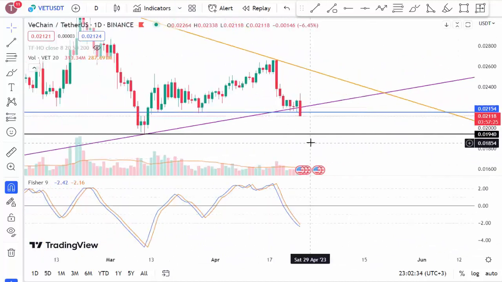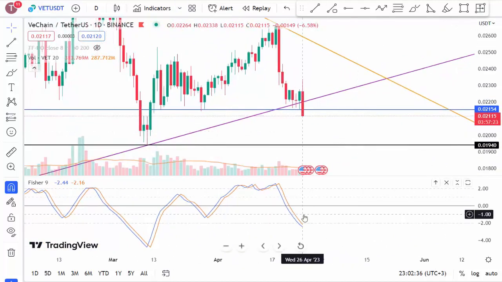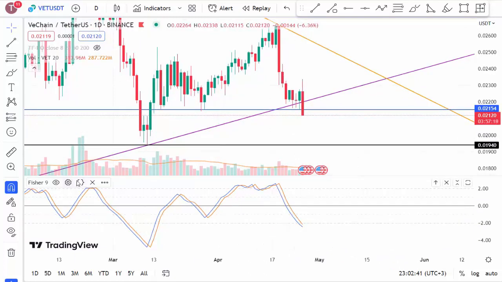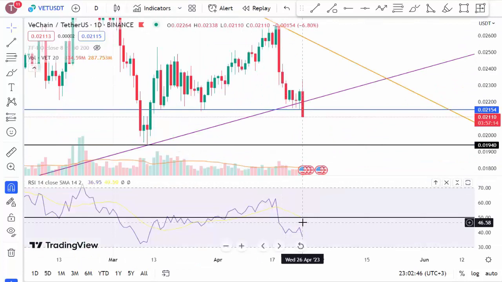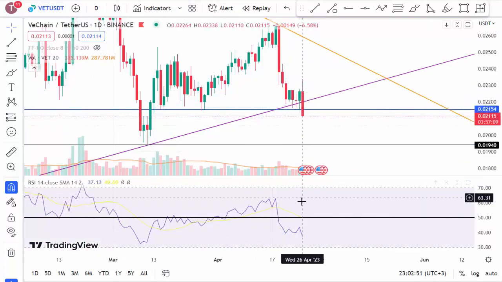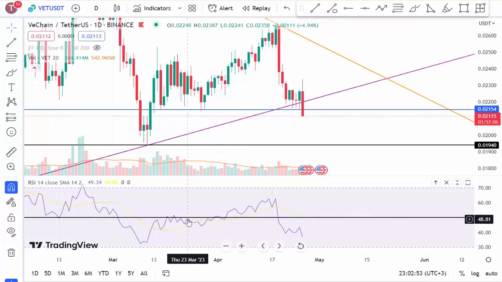If we look at our indicators, and specifically at the Fisher indicator, we can see that there is no indication of a breakout yet. In other words, there is no upward momentum and it is still continuing to decline. It has even dropped to the 2.44 level, indicating that the downward trend may continue for a while longer.